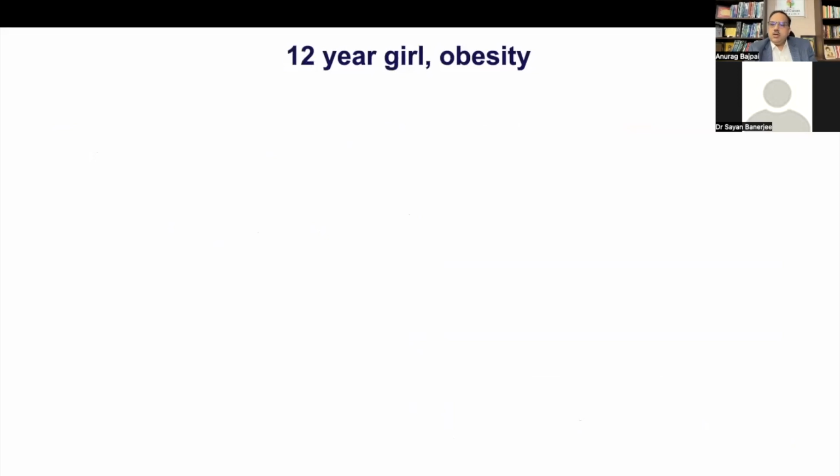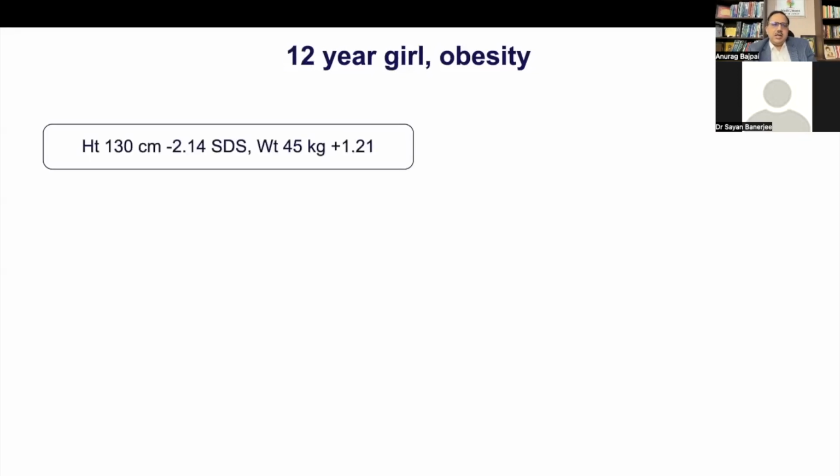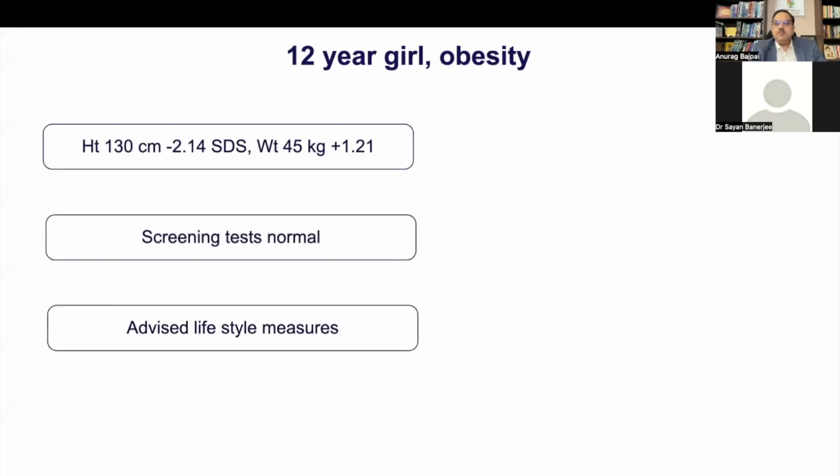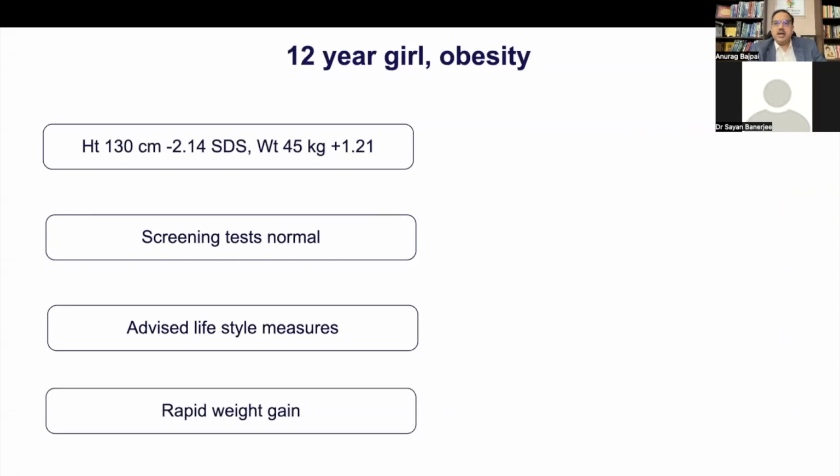Now, this was a 12-year-old girl with obesity. Again, this girl was obese, but what we're noticing compared to the first boy is that she was short. Her height SDS was -2. So this is a short and plump child. All the screening tests were normal. She was advised lifestyle measures and now presented with rapid weight gain.